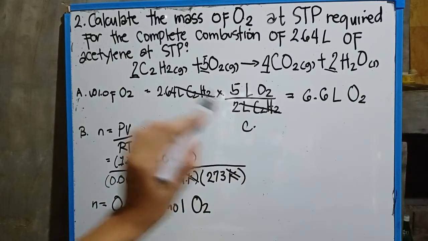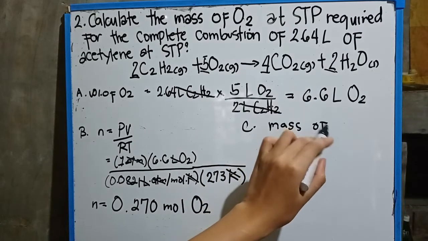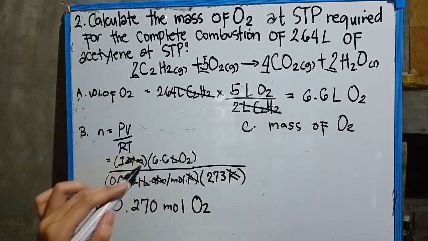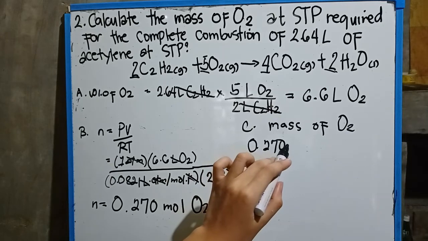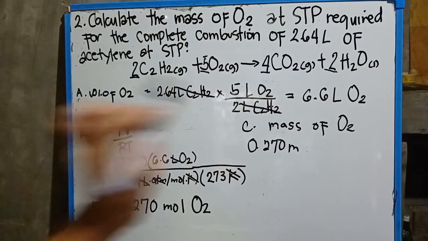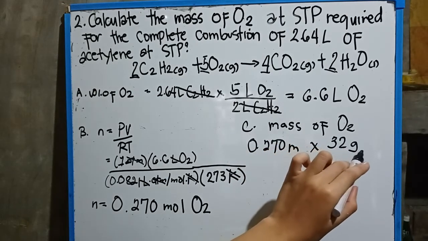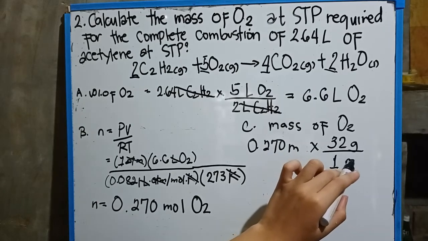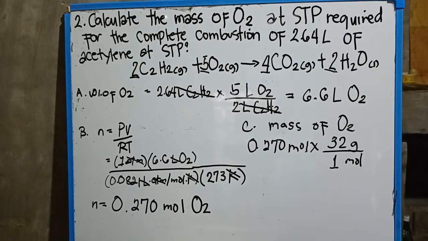So step 3. Dari na lang natin butang. Mass of oxygen gas. To cancel out the mole, 0.270 mole multiply to 32 grams over 1 mole. So ma'am, asa nakuha ang 32? It is the molar mass of oxygen gas.